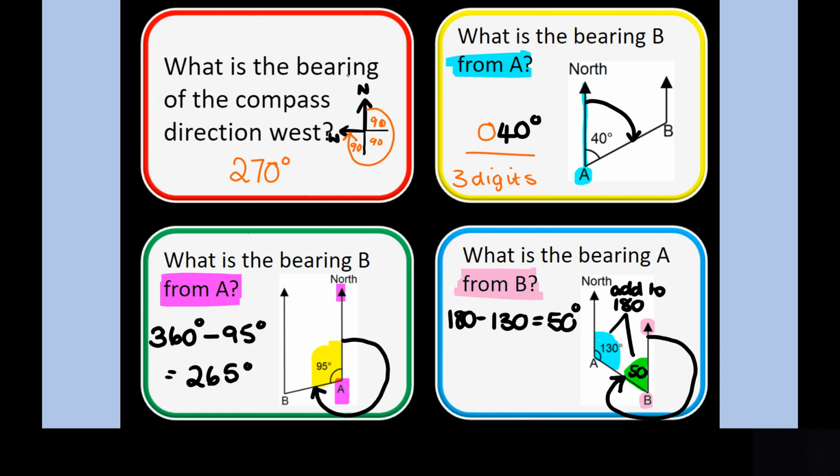Okay, so the final part of ours is we want to work out this area here that goes all the way around. So we take the 360 degrees, we take off the 50, and that gives an overall bearing of 310 degrees. And that's the end of the lesson.